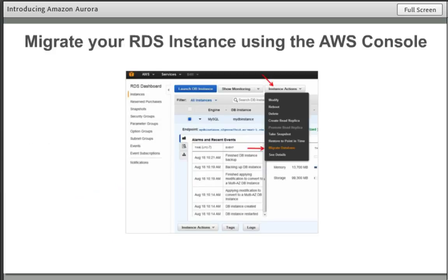Now, to take that first step is quite easy if you're an RDS MySQL customer already. This is a screenshot of the RDS MySQL console. If you have a MySQL database already in RDS, you just click on Instance Actions and then go down to Migrate Database, and there will be a very short wizard that will guide you towards setting up a copy of your database in Aurora.